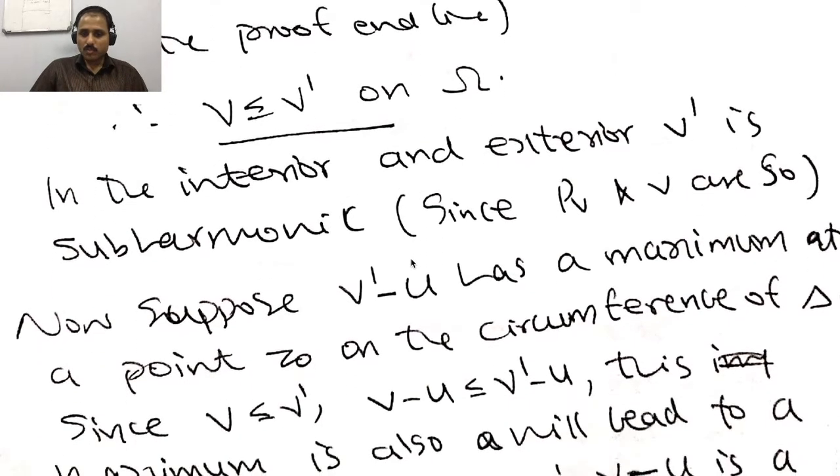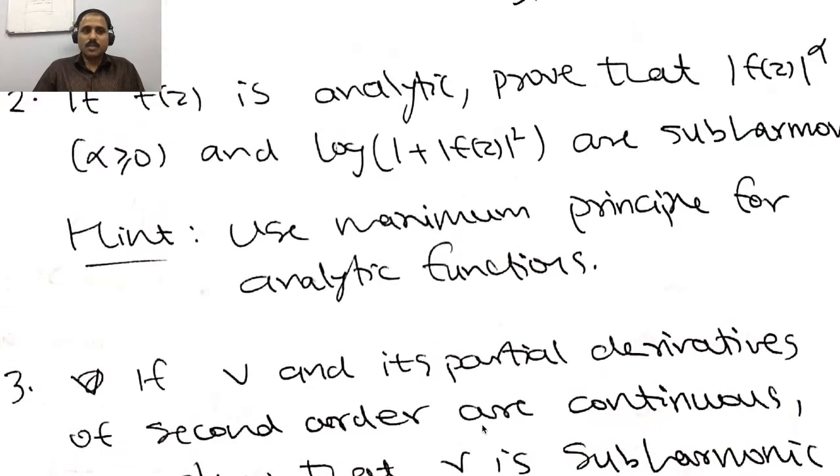So V prime is subharmonic in the interior, and we need to look at the points on the circumference. Let Z naught be a point on the circumference of the delta. Since V is less than or equal to V prime, V minus U is less than or equal to V prime minus U. So if V prime minus U has a maximum at the point Z naught, then V minus U will also have a maximum, and therefore V minus U will be a constant.